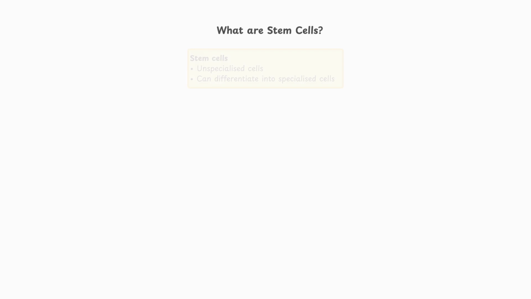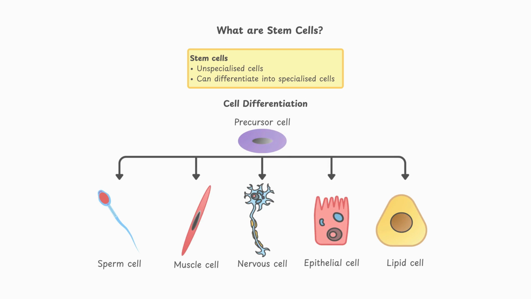Let's begin. Stem cells are unspecialized cells that have the ability to develop into different types of specialized cells. This process is called differentiation. Because they can create new cells, stem cells are important for growth, repair, and medical treatments.